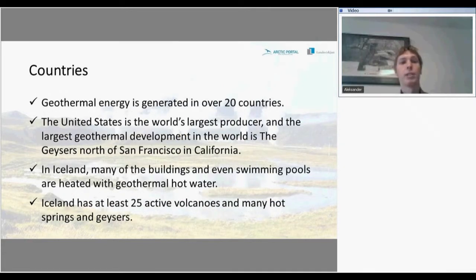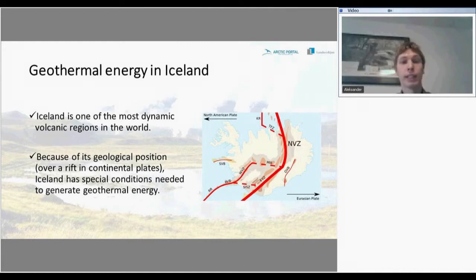Geothermal energy is used in approximately 20 countries all over the world. The United States is the world's largest producer, and the largest geothermal development in the world is the Geysers north of San Francisco in California. In Iceland, many of the buildings and even swimming pools are heated with geothermal energy. And Iceland has at least 25 active volcanoes and many hot springs and geysers. We are going to talk about geothermal energy in Iceland in detail.